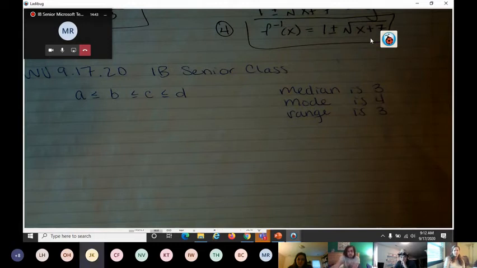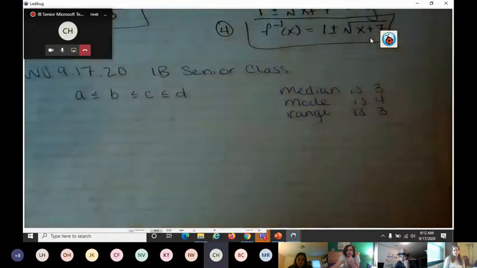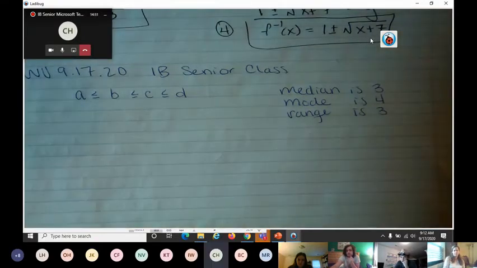Can you brighten it? It's hard to see. Is that better? Yeah, that's much better. Okay, what ideas do you guys have? I'd start with the mode. Okay, so how would you know which values are the mode?